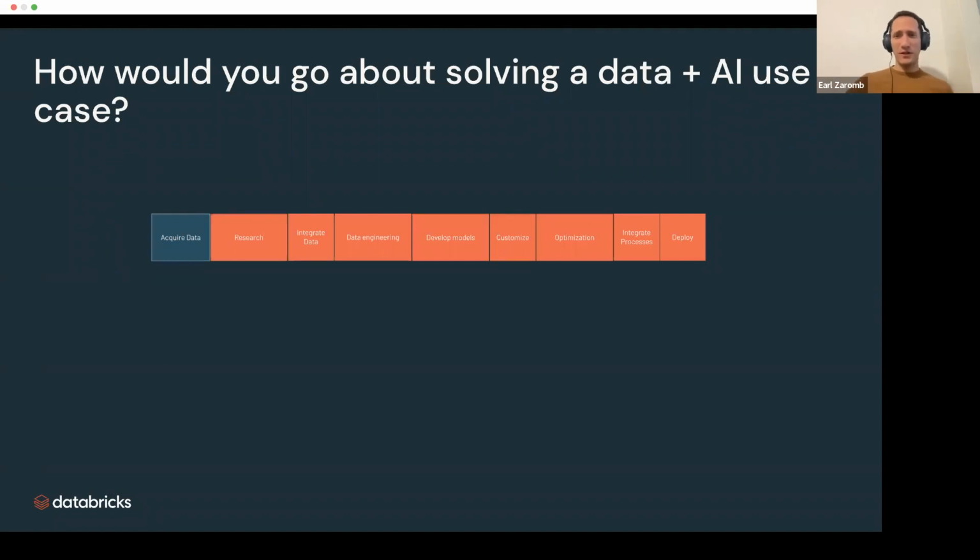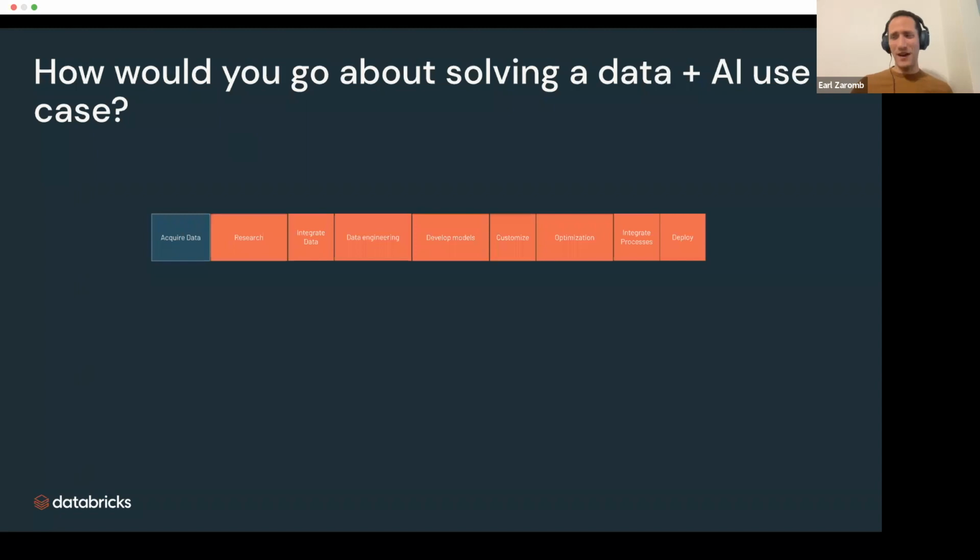And then there's the actual integration phase where you say maybe building apps on top of it, or say, if you're building like a recommendation engine, you need to ensure that it actually integrates with your e-commerce app or your streaming app, for example. And then the last stage is the actual deployment step where you actually push this out into production. So there's a lot of steps, and this is oftentimes a very long process to bringing an AI project.